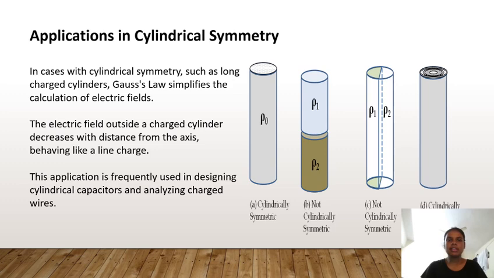Applications in cylindrical symmetry. In cases with cylindrical symmetry, such as long charged cylinders, Gauss law simplifies the calculation of electric fields. The electric field outside a charged cylinder decreases with distance from the axis, behaving like a line charge. This application is frequently used in designing cylindrical capacitors and analyzing charged wires.